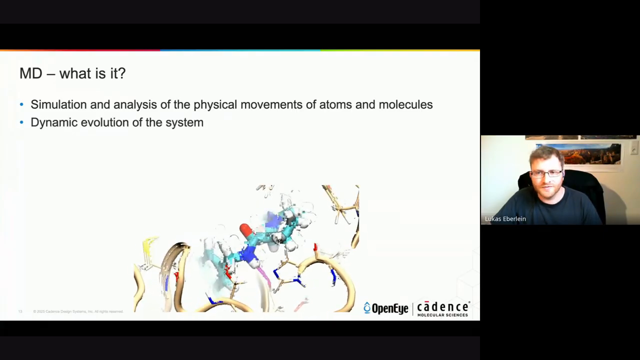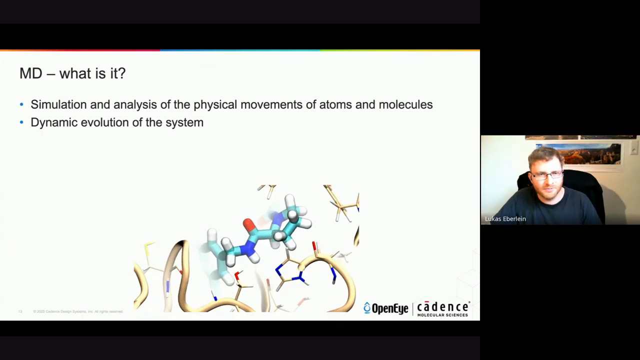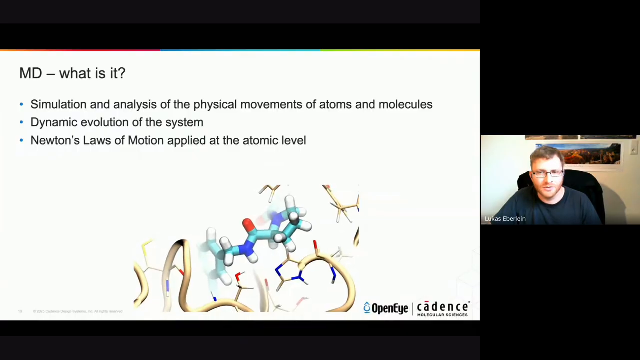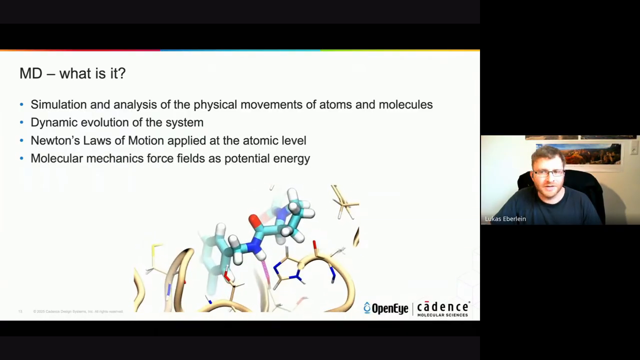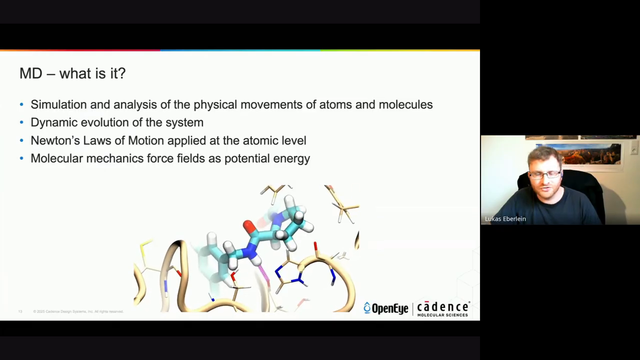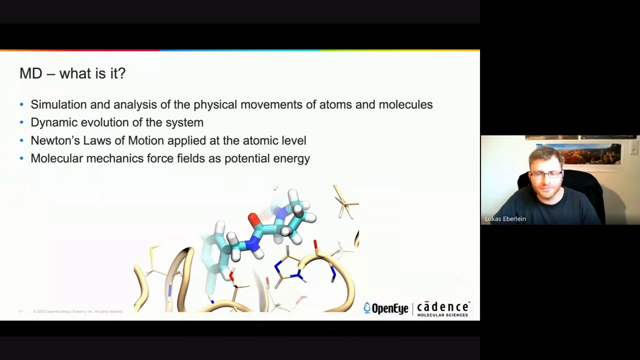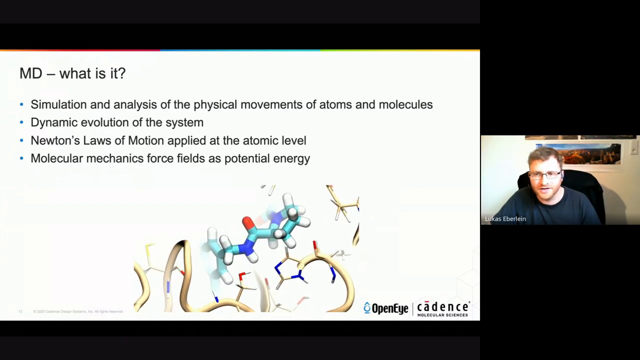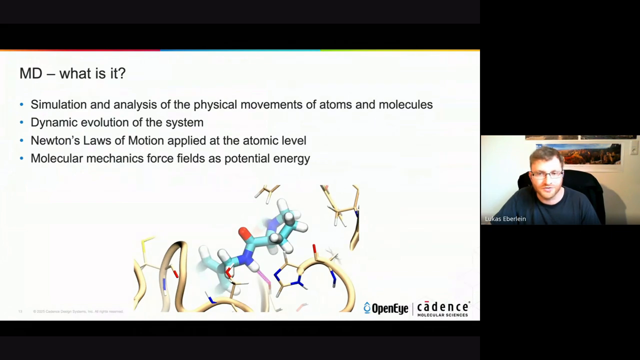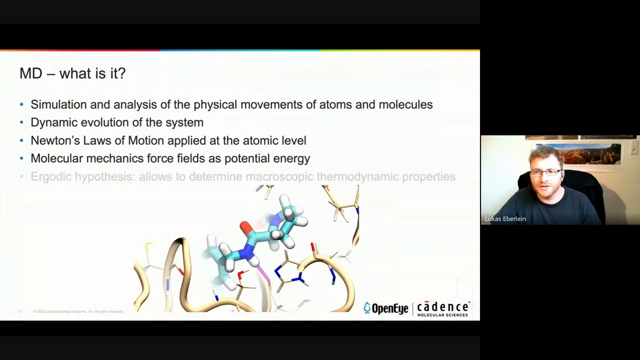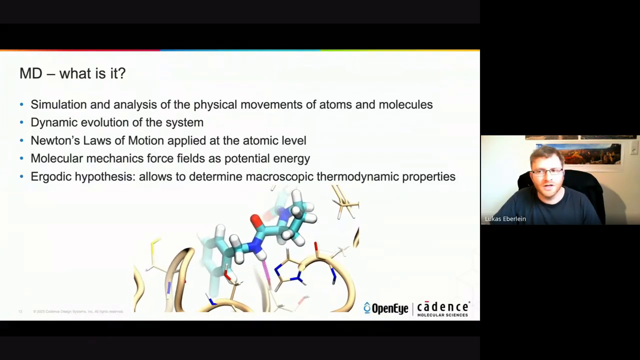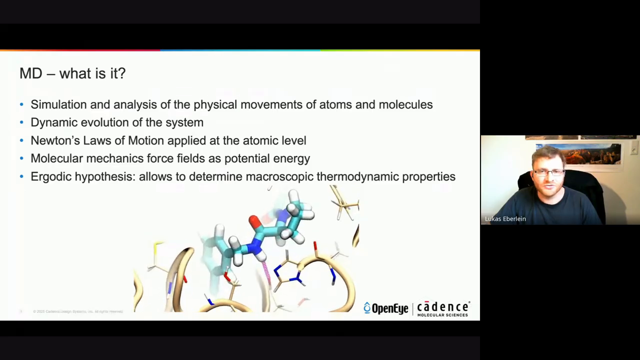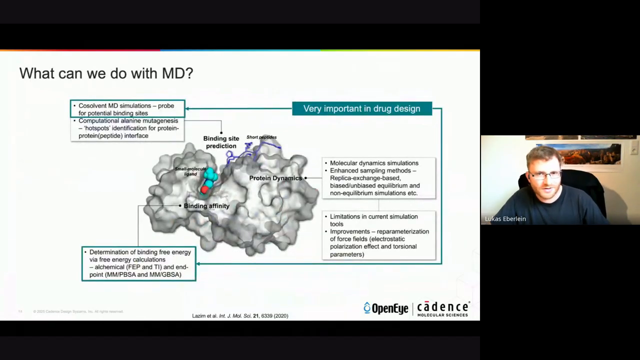We can observe the dynamic evolution of the system over time by applying Newton's laws of motion to the system at an atomic level. Most of the time, molecular mechanics force fields are used as the potential energy functions for MD simulations, but in principle, a variety of different potential energy functions, for example, derived from quantum mechanics, neural network models, or even hybrid approaches are possible. And what is really important, if we sample long enough, we can determine our system's macroscopic properties from such an MD simulation.